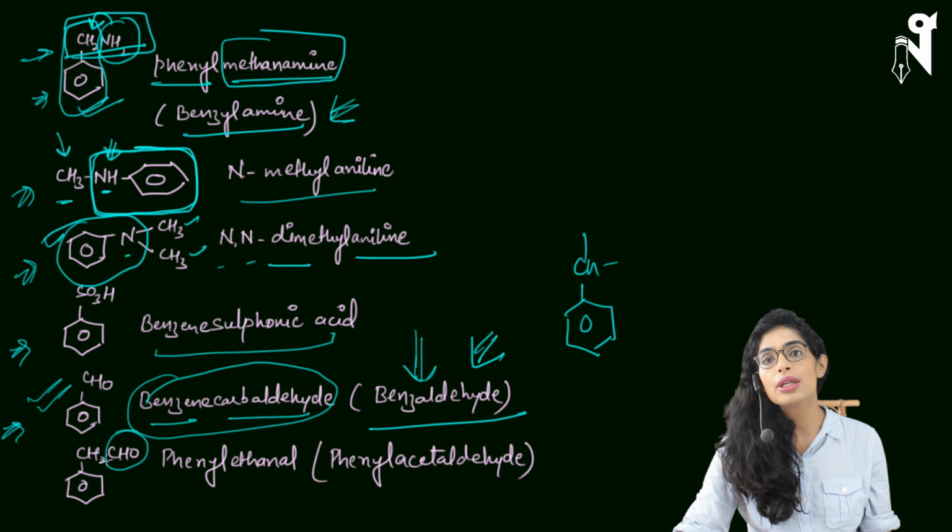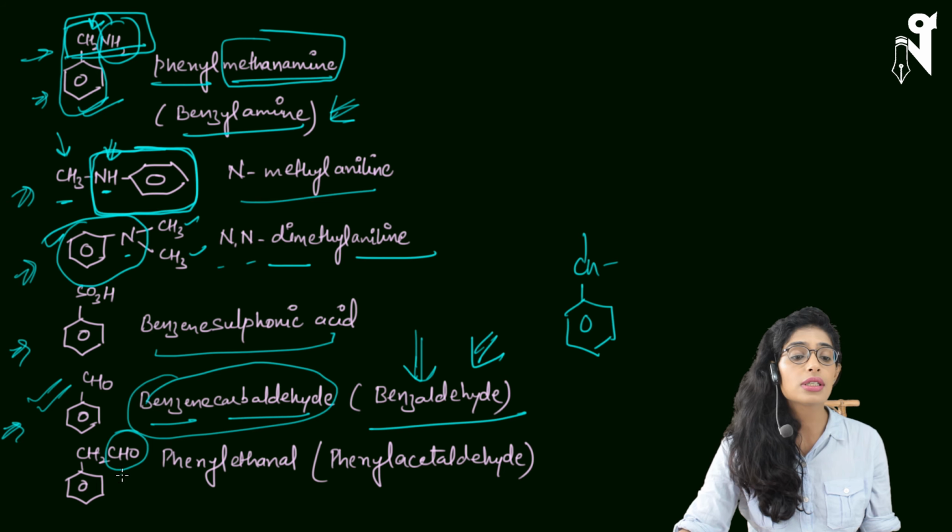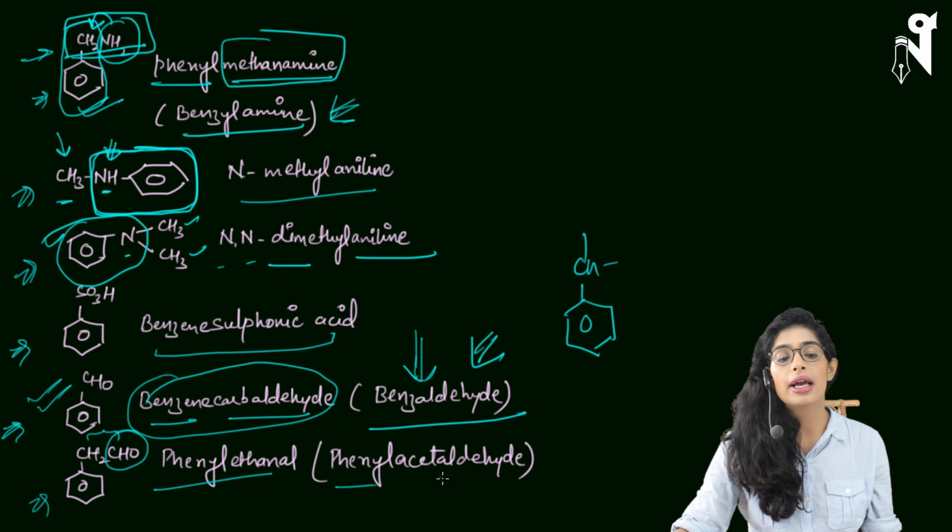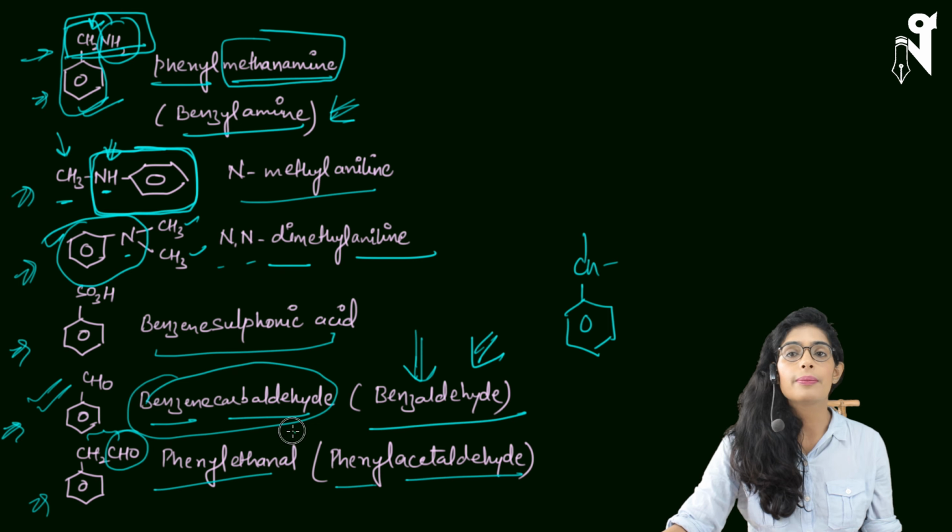Next, if the CHO group, that is the aldehyde group, is present on the carbon chain, then the carbon chain will be acting as the main chain and benzene will be acting as a branch. So this is CH2CHO. A two-membered carbon chain, it will be ethanal, and benzene will be acting as phenyl. So phenyl ethanal will be the name. Or you can also write it as phenyl acetaldehyde.